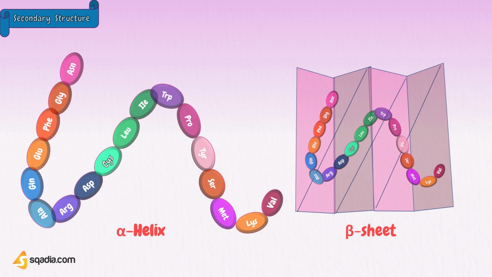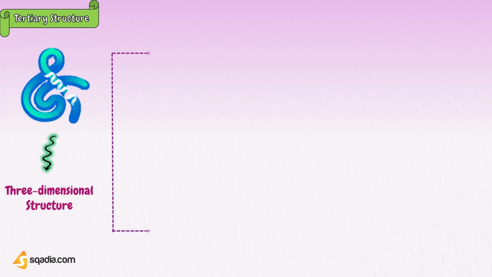Now let's move on to tertiary protein structure. Tertiary protein structure involves the further folding of the polypeptide chain to produce its overall three-dimensional structure. This folding is not random. It is specific to the protein and will occur in that specific way every time that protein is formed, since it is this shape that gives the protein its function.